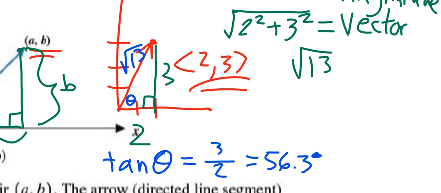A lot of you will probably use the ones that are given to you and do tangent in order to figure that out. I don't know why I put an equal sign in there, folks. You should have stopped me. You can't say equals that. It equals theta. Theta 56.3 does not equal 3 over 2. What was I thinking? I know you guys like to do that.